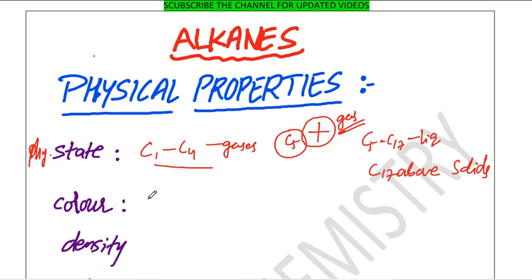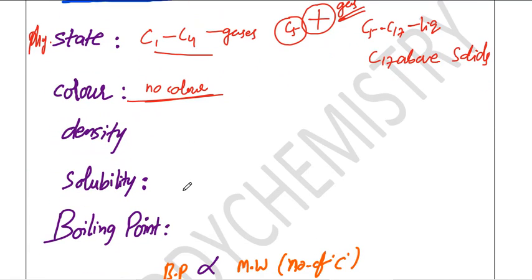Then the color is no color, that means colorless, we can say. Density is lesser than water. That's why you can see kerosene and petrol will float on the water. It will form one layer on the water, that means lesser density.